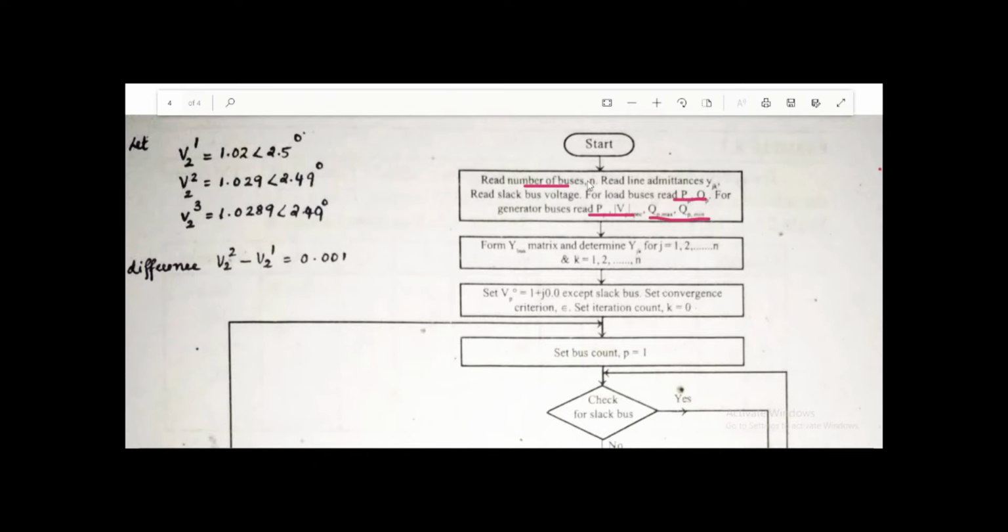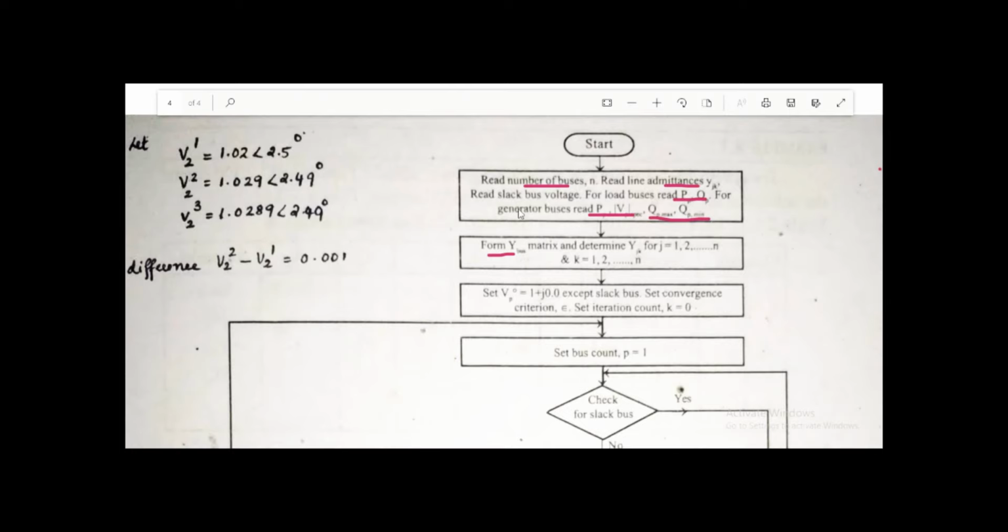Read the number of buses. Then you will check the admittance value. Then you will read the buses, whether active power is given, reactive power is given, specified voltage is given, whether limits are given. That means with this you have completed reading the question. So what's the next thing you do? You will obviously calculate the admittance matrix Y bus. So that is the second stage.